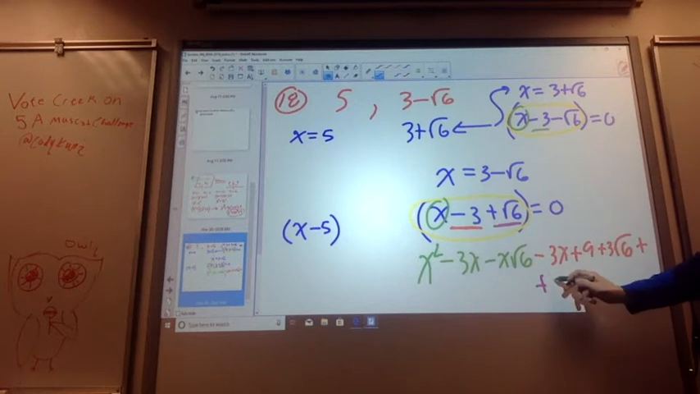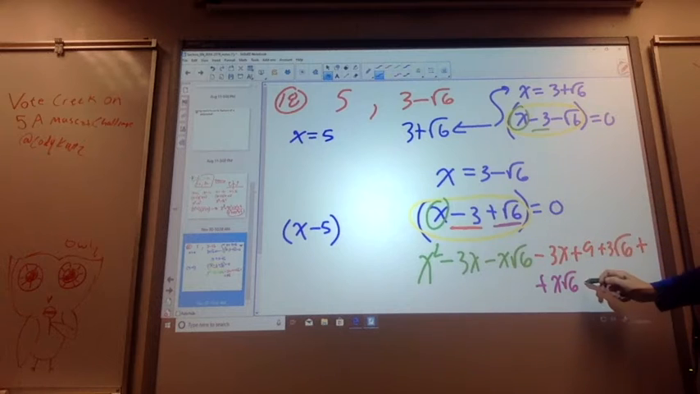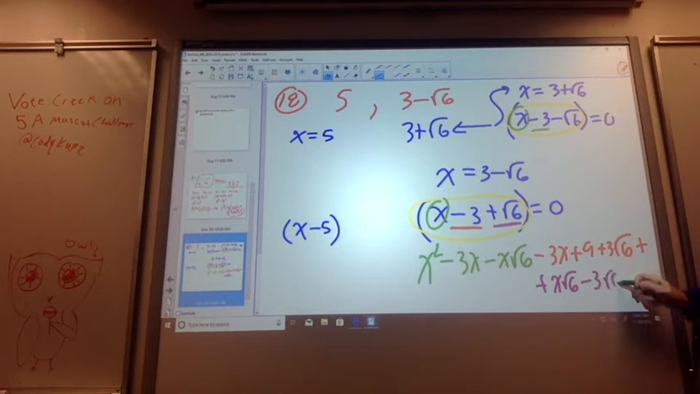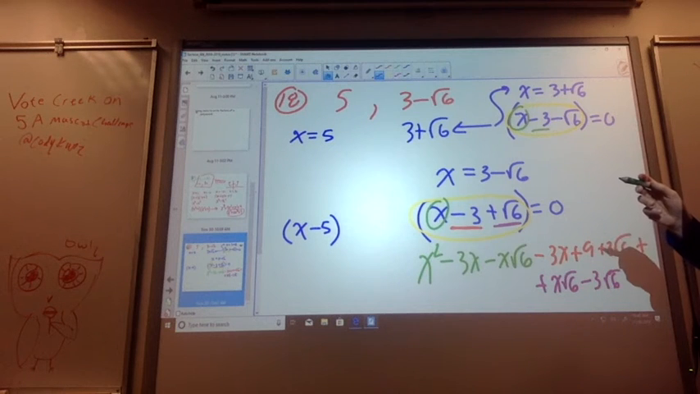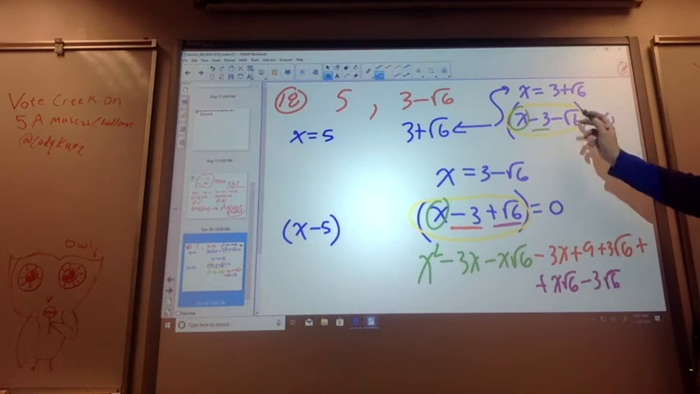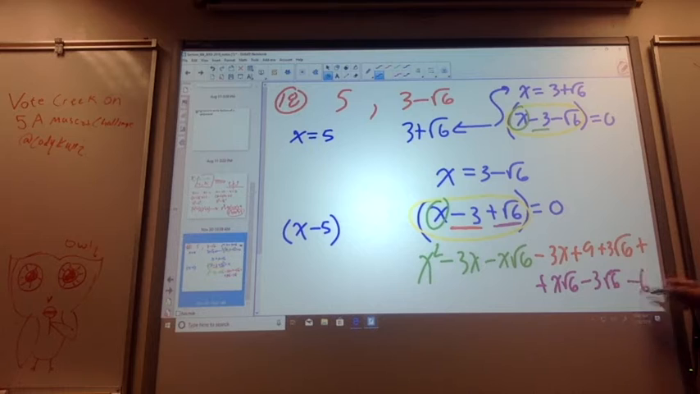Root 6 times that is x root 6. Okay, root 6 times that is minus 3 root 6. Root 6 times root 6 is root 36. Root 36 is 6, and it was supposed to be a negative.